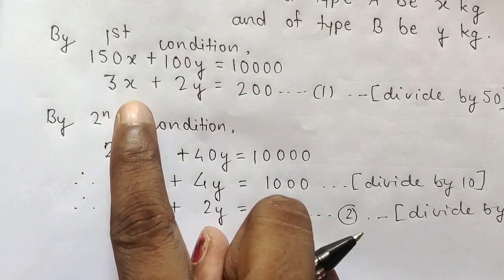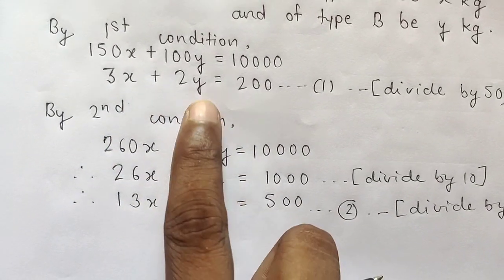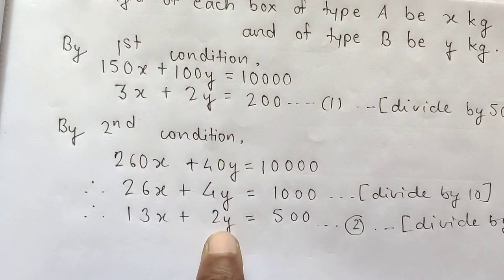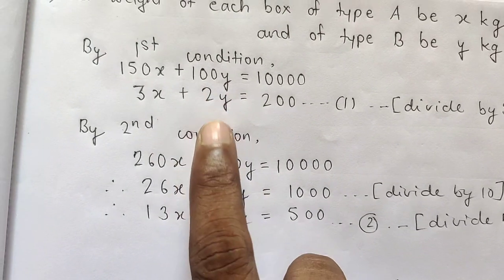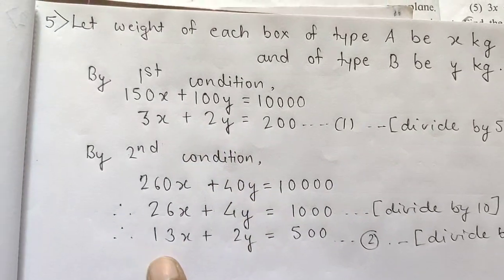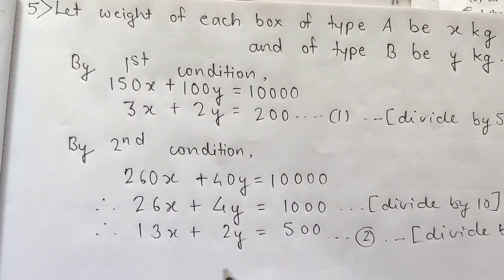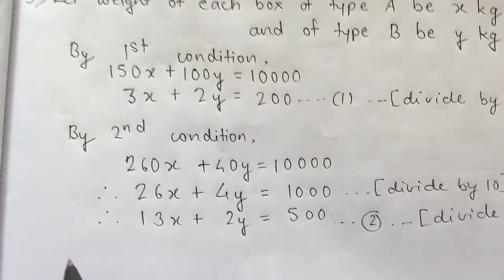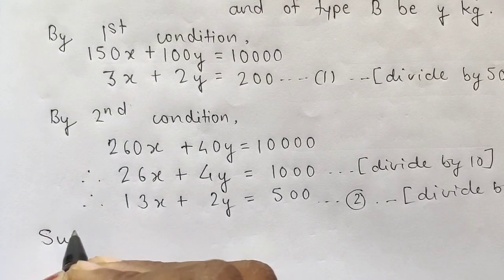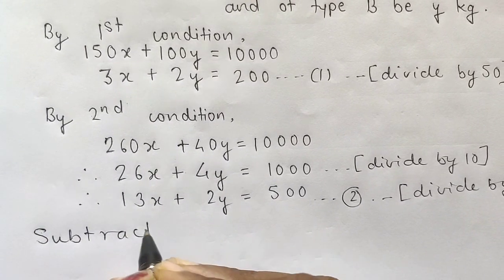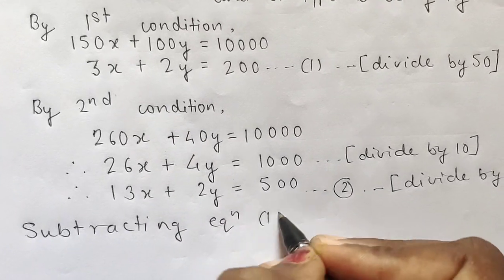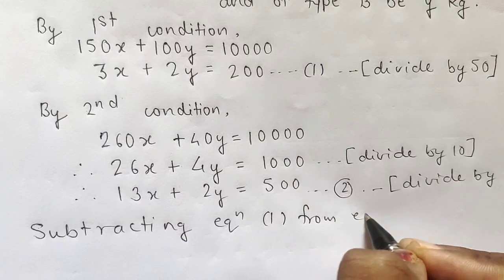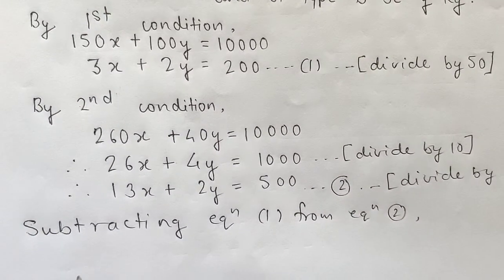Now see, your equation 1 and equation 2 both are ready. What you need to do, you need to subtract equation 2 and equation 1. Subtract 1 from 2 so that this comes second. So let us do that. Subtracting equation 1 from equation 2.